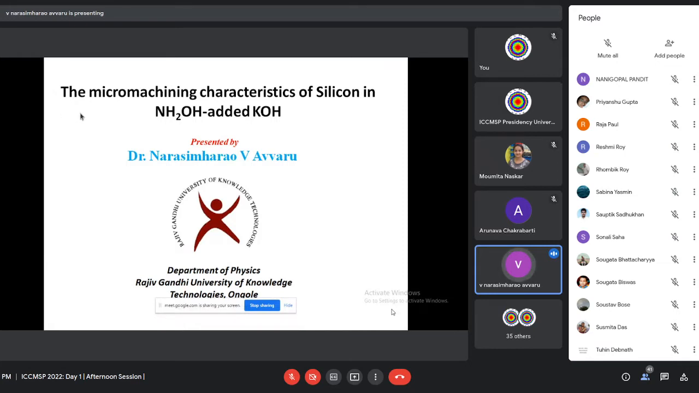I am A.V. Narasimha Rao. My presentation is on micro machining characteristics of silicon in NH2OH added KOH solution. The main aim of this study is improving the etching characteristics of silicon for MEMS applications, for industrial fabrication of MEMS structures, by increasing the etch rate of silicon.